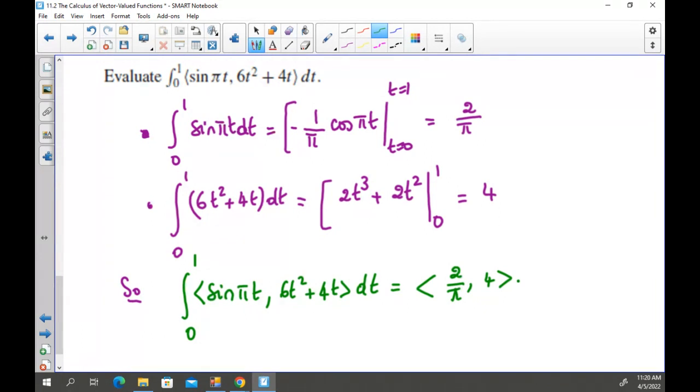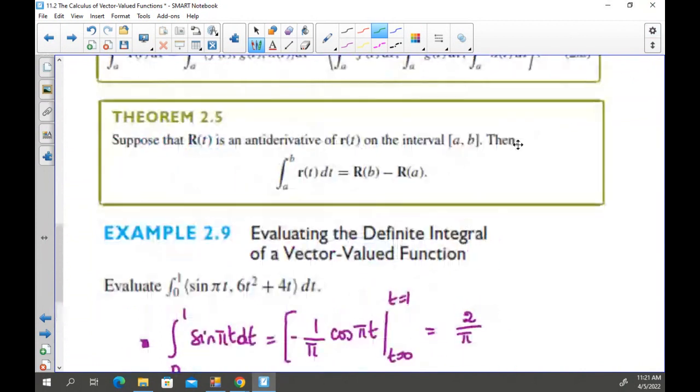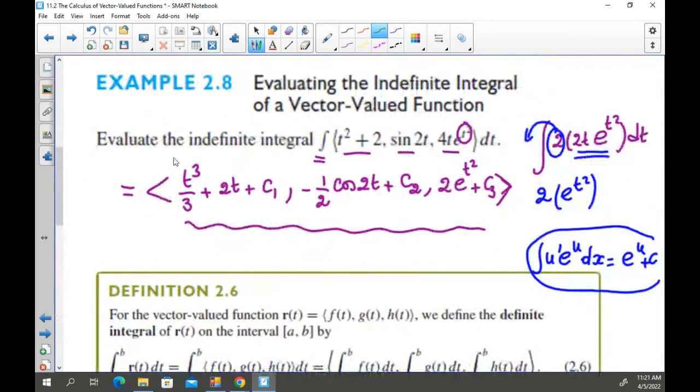Does that make sense? Yeah? So basically, what we are saying is that a vector valued function r, you can find its derivative if you want, which is also a vector. You can find its indefinite integral. What's the difference between an indefinite integral and a definite integral?